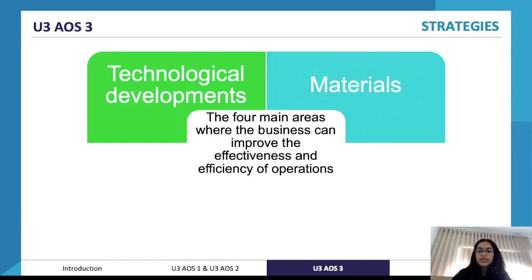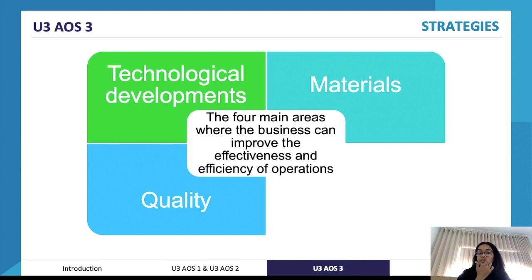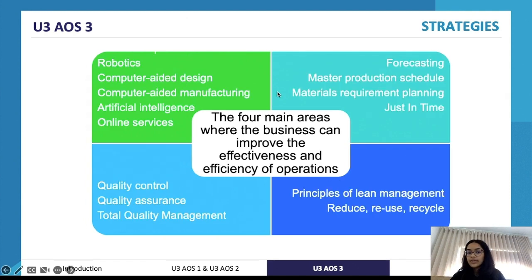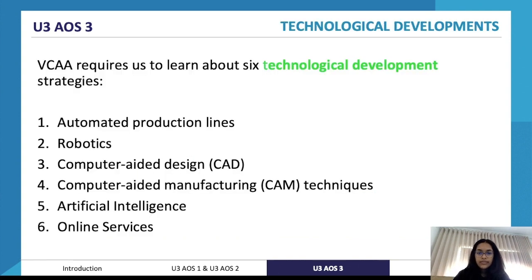There's four main areas where the business can improve the efficiency and effectiveness of operations. So you have your technological developments, materials quality, and waste minimization. Under each of these things, here are a couple of strategies that you have. I'm not going to go through each and every one of them right now because I am going to go through them as well. But let's first look at technological developments.